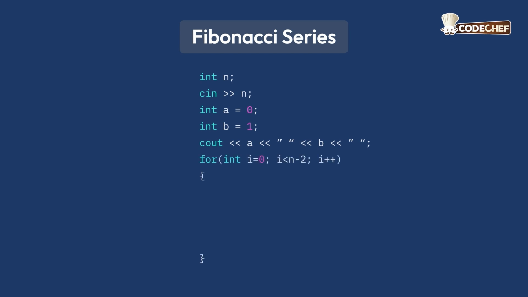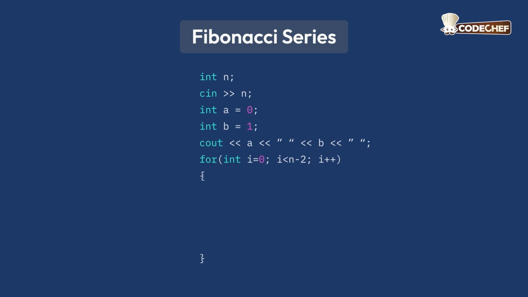But how do we decide how many times this loop will run? We have already printed two numbers 0 and 1. We know that we have to print n numbers in total, which means the count of numbers remaining will be n minus 2. So our loop will run n minus 2 times.